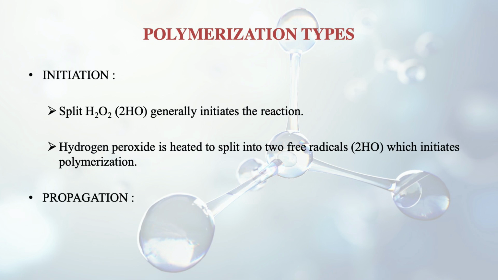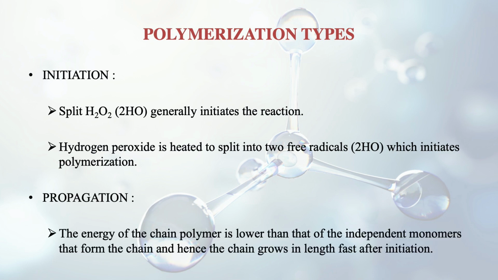Then propagation, how it will spread. The energy of the chain polymer is lower than that of the independent monomers that form the chain, and hence the chain grows in length fast after initiation. This energy of the polymer is lower than that of the monomer, so it will go on combining and form a long chain.